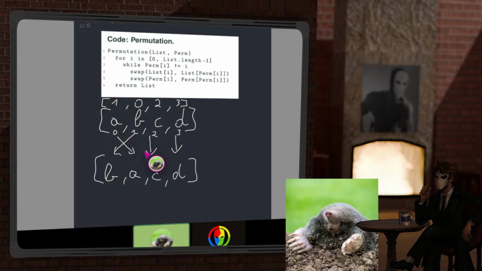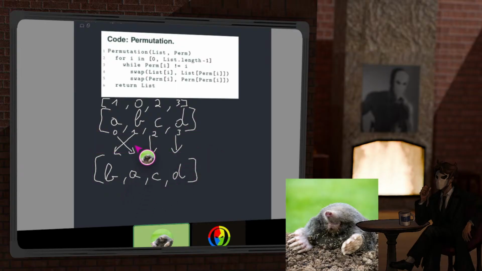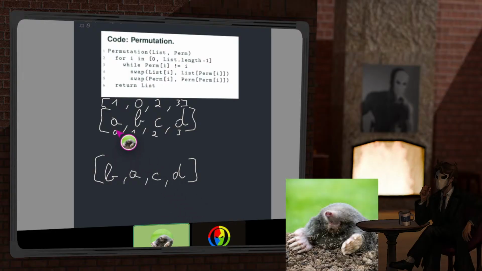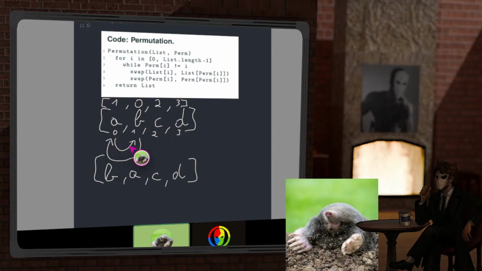Essentially, what this algorithm does is it exploits the fact that there are some cycles in permutations. What I mean by that is that here, for example, A is going to be going at B's place, and B is going to be going at A's place. This is a cycle. It could also be a bigger cycle.